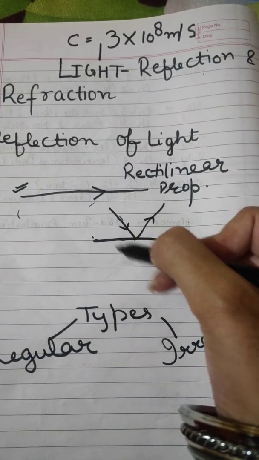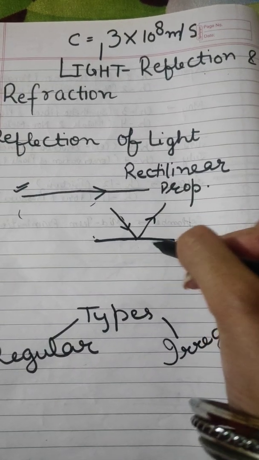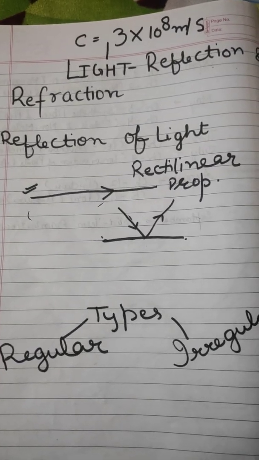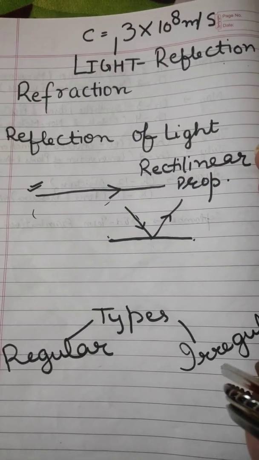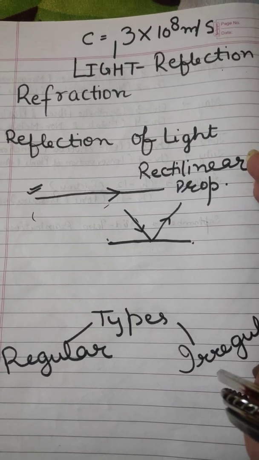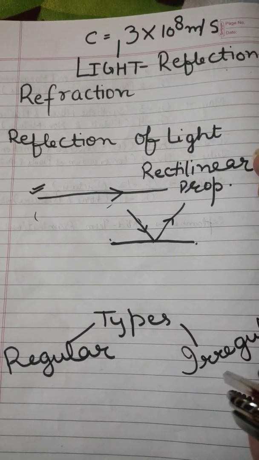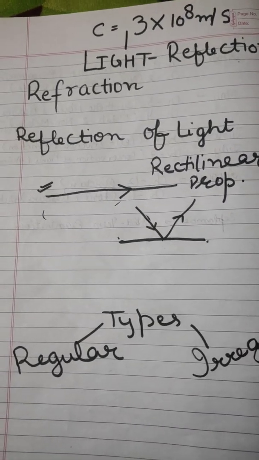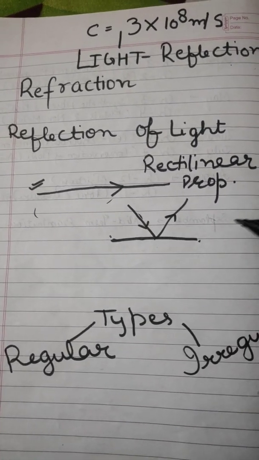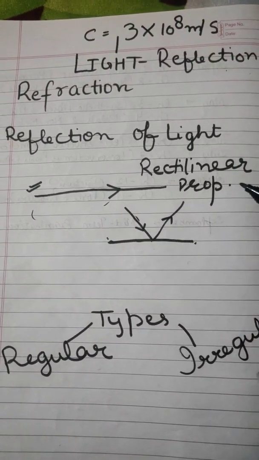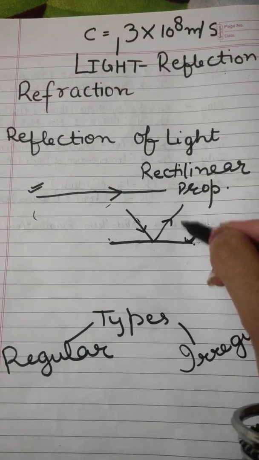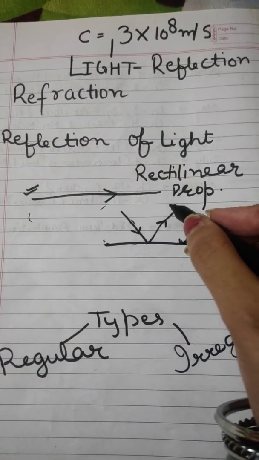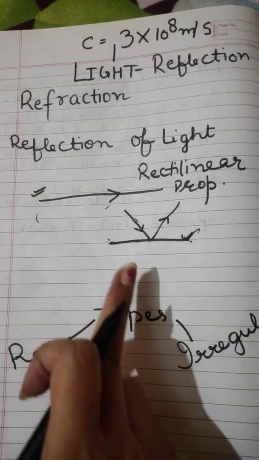This phenomenon, this process of bouncing back of light after striking a medium through which it cannot pass, is known as reflection of light. I hope you now understand what reflection of light is. You can define it as the phenomenon in which light changes its direction of travel when it strikes a boundary between different media through which it cannot pass. This is my boundary through which light cannot pass, so it changes the direction of travel and just bounces back. So now we know what reflection is.